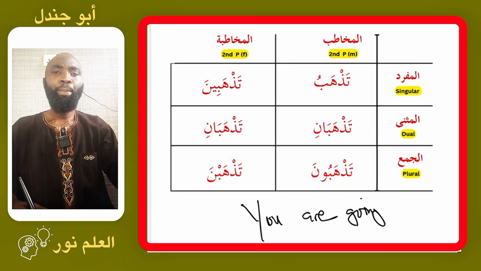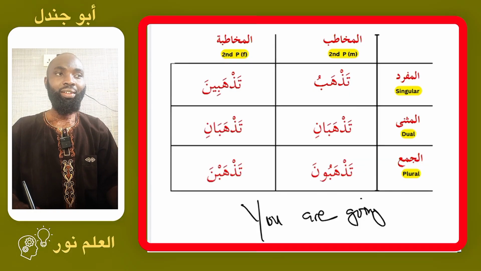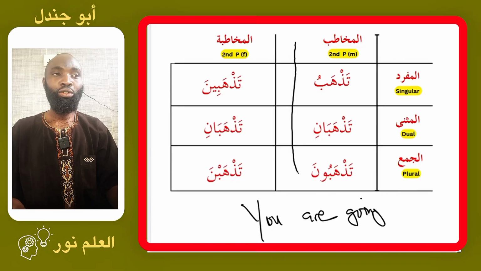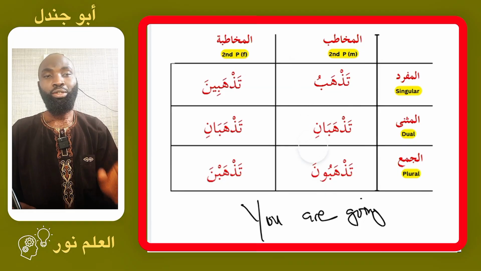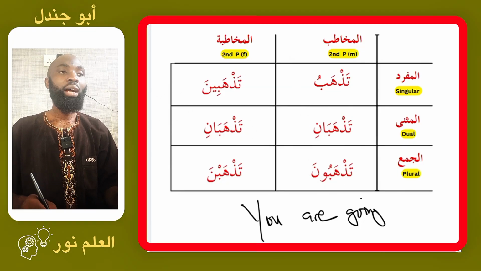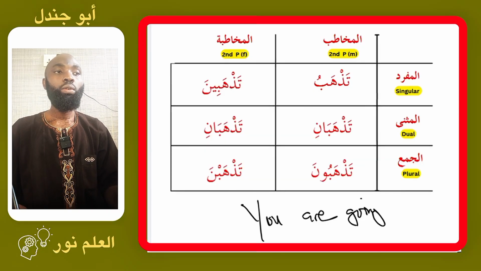Now, why are they many if they all have the same meaning? The difference between them is that all of the ones you find in this column are for the males, for the masculine, while the ones in this column are for the feminine. Then also the other difference is that the ones in this row are for the singular, while the ones in this row are for the dual. Then the ones in this row are for the jama'u.